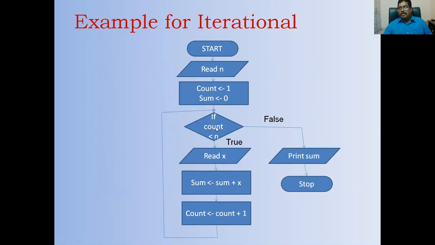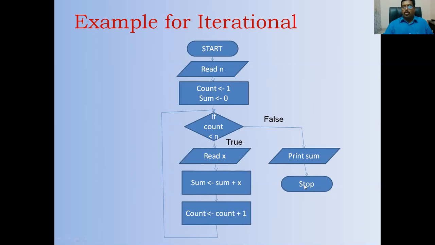And whenever this counter is less than or equal to n, it will read the value. One value is going to be read. That value will be added to the sum, and the counter is going to be incremented. Counter is again checked, less than or equal to n. Again it is going to perform the same task. Whenever counter value becomes 6, it will come to the false condition, and it will print that particular sum value, and it is going to stop.